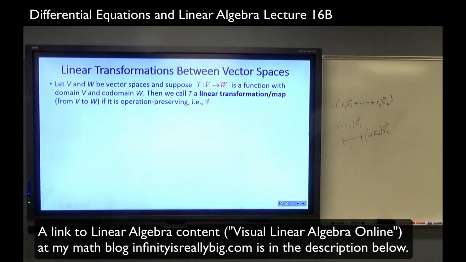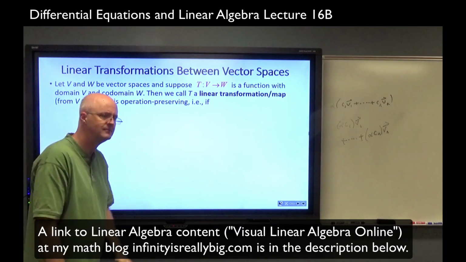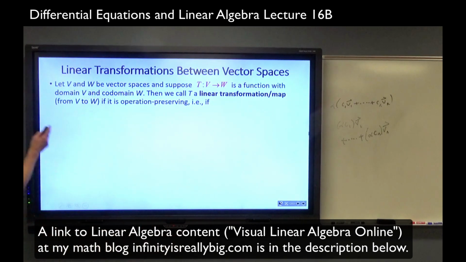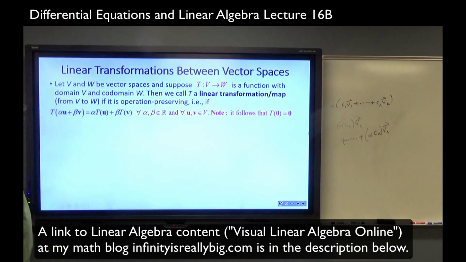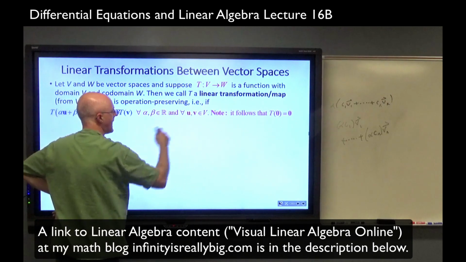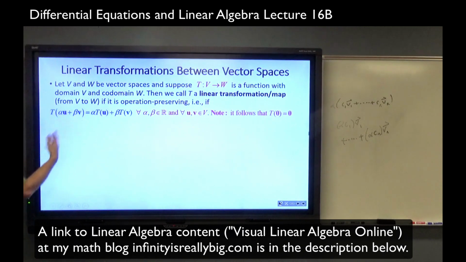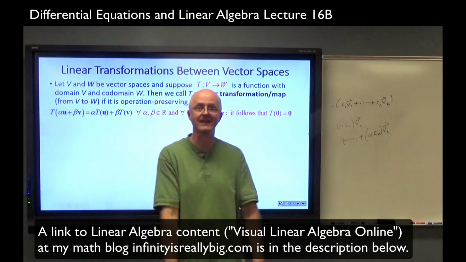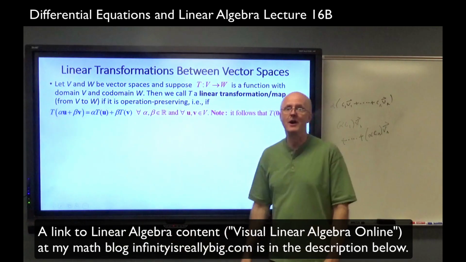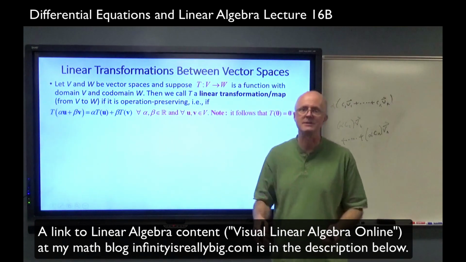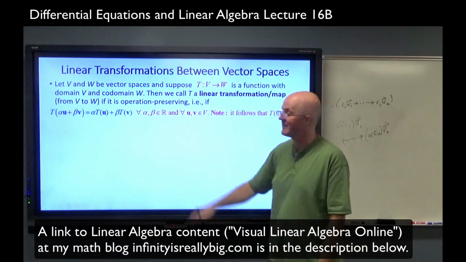We call T a linear transformation, or linear map, or linear mapping. All three words are used, though I didn't put the mapping one, from V to W if it is operation preserving. If this equation is true for all real numbers alpha and beta and for all vectors u and v in capital V. This is our operation preserving property that we have thought about a lot in the special vector space Rn. And going back way to lecture 4, we thought about geometric linear transformations like rotations and reflections and dilations and shears and projections that satisfy this kind of property.